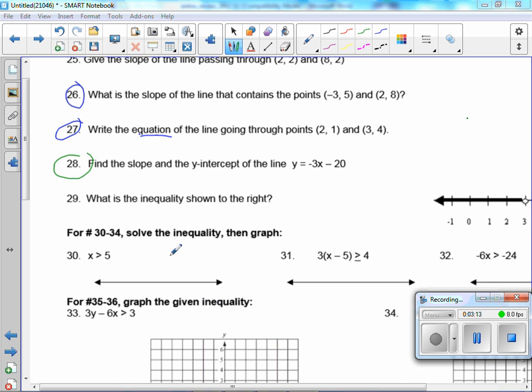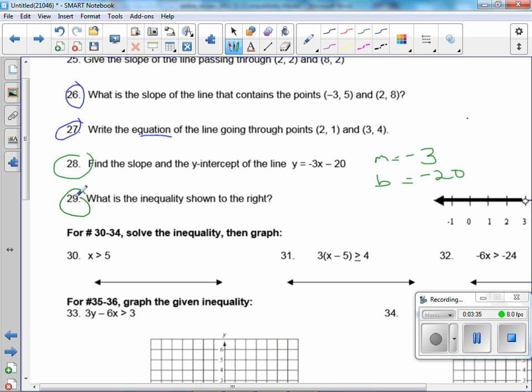Number 28, find the slope and the y-intercept of the line. So we already went over this before. So what is the slope? What is the m? The slope is negative 3. And the b, which is the y-intercept, is negative 20.